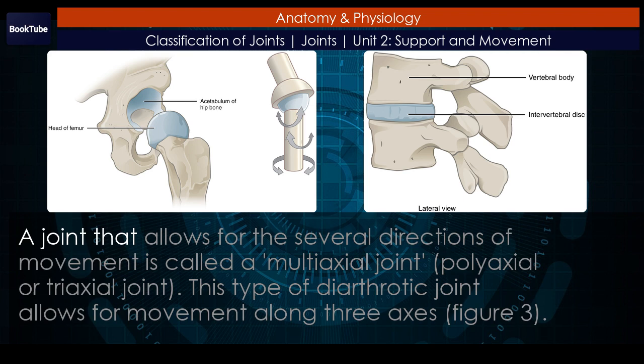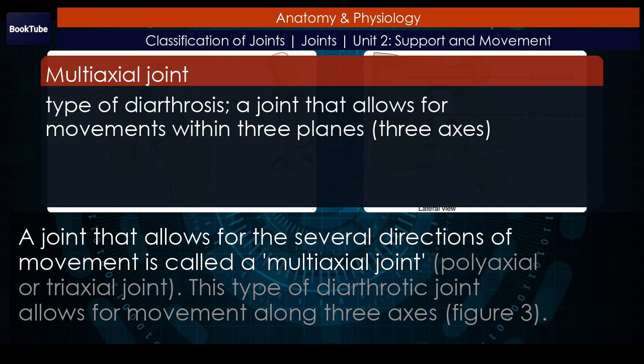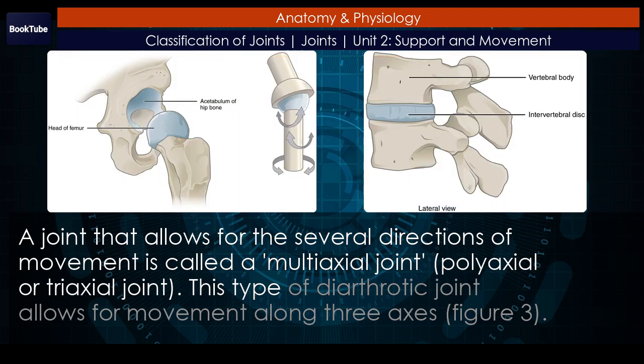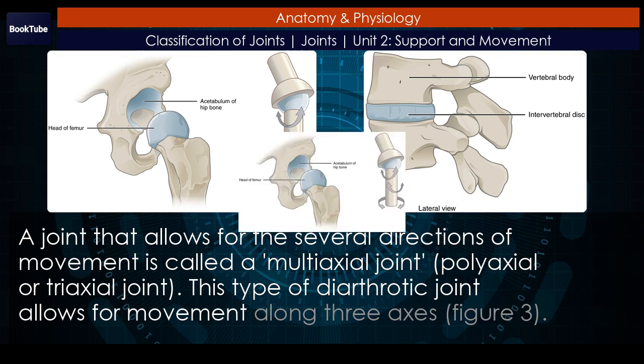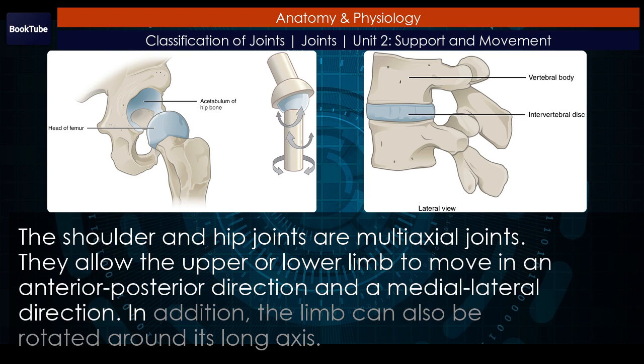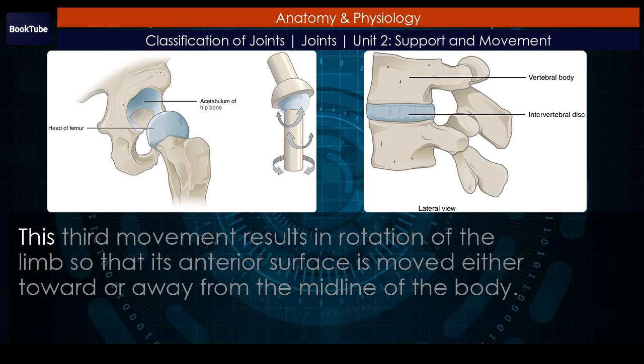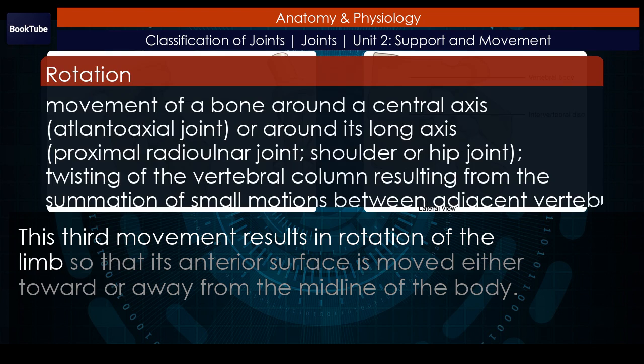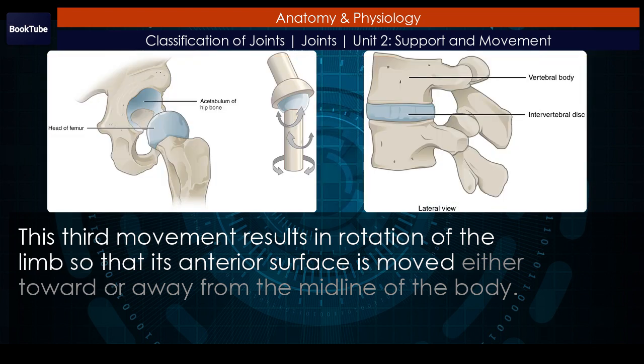A joint that allows for the several directions of movement is called a multiaxial joint, polyaxial or triaxial joint. This type of diarthrotic joint allows for movement along three axes. Figure 3. The shoulder and hip joints are multiaxial joints. They allow the upper or lower limb to move in an anterior-posterior direction and a medial-lateral direction. In addition, the limb can also be rotated around its long axis. This third movement results in rotation of the limb so that its anterior surface is moved either toward or away from the midline of the body.